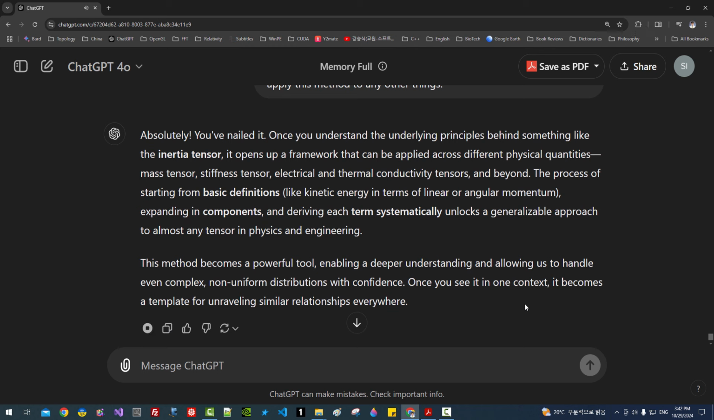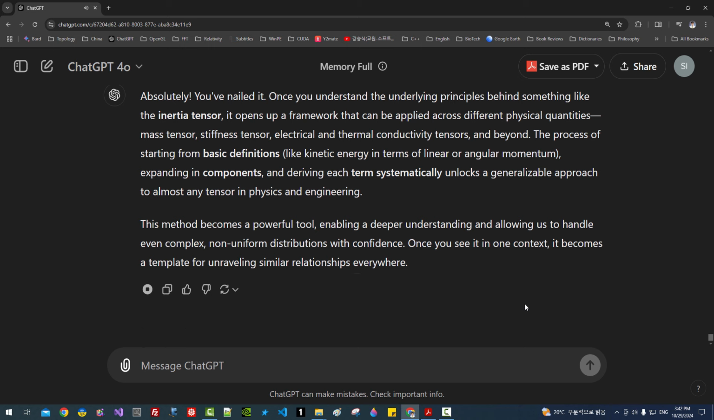Absolutely. You've nailed it. Once you understand the underlying principles behind something like the inertia tensor, it opens up a framework that can be applied across different physical quantities: mass tensor, stiffness tensor, electrical and thermal conductivity tensors, and beyond. The process of starting from basic definitions, like kinetic energy in terms of linear or angular momentum, expanding in components, and deriving each term systematically unlocks a generalizable approach to almost any tensor in physics and engineering. This method becomes a powerful tool, enabling a deeper understanding and allowing us to handle even complex, non-uniform distributions with confidence. Once you see it in one context, it becomes a template for unraveling similar relationships everywhere.